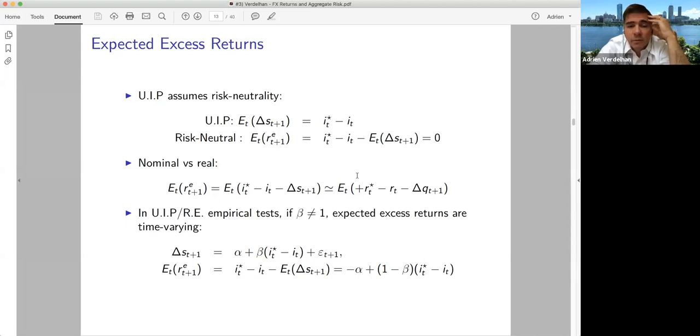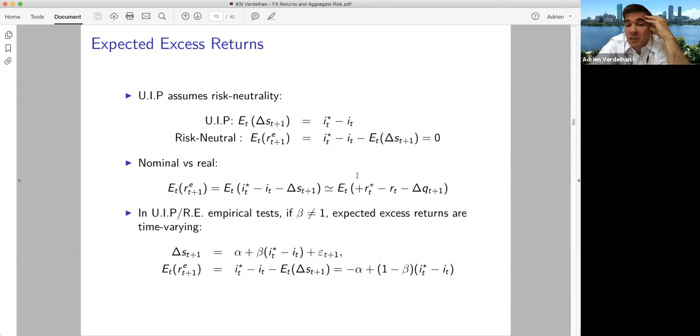And by the way, you can express this in nominal or in real variables. It's pretty much the same, because of course you can think about the nominal interest rates as the real plus the expected inflation. And the real exchange rate is also going to have those two inflation components. So if you think about the UIP regression, the fact that we find a slope coefficient beta that is not 1, but is actually usually negative, this just means that the expected excess return is time varying. And the interest rate difference should be one of the drivers of those expected excess returns.